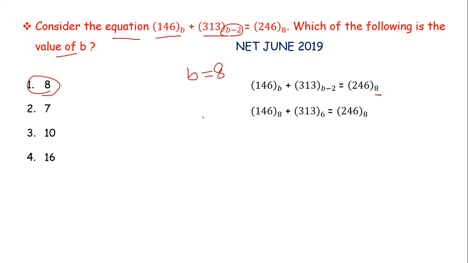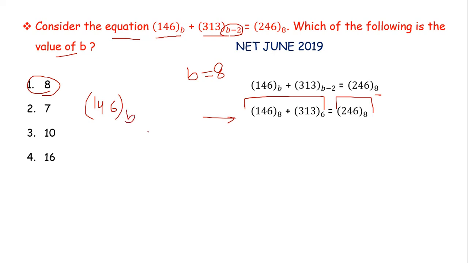We will get this equation. Now next, to check whether the left hand side is equal to the right hand side, we will first convert both sides into decimal numbers. If the left hand side and right hand side are equal, then our correct value of b will be 8. If not, then 8 is not the correct answer. Now how do we convert a number into decimal? Say we are talking about 146 and let us say its base is b.